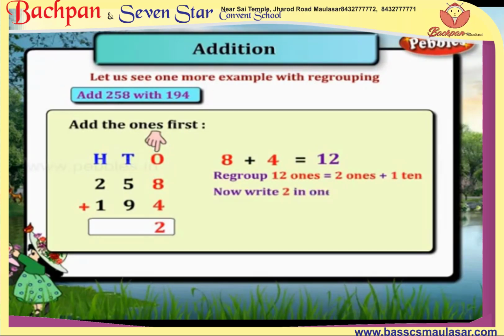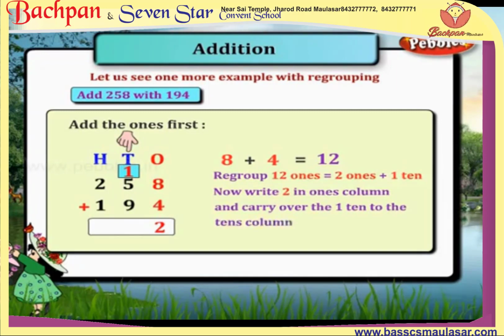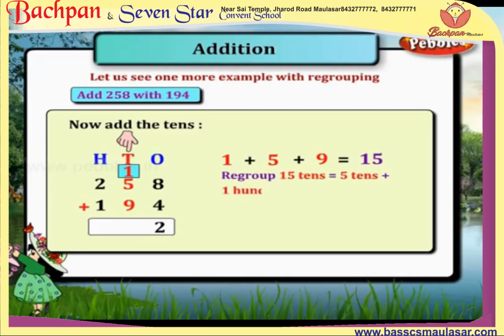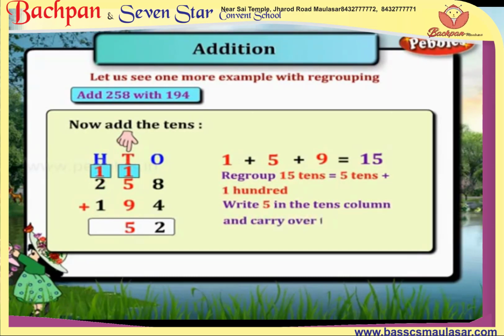Now write 2 in the ones column and carry over the 1 ten to the tens column. Now add the tens. 1 plus 5 plus 9 is equal to 15. Now regroup 15 tens to 5 tens and 100. Write 5 in the tens column and carry over the 100 to the hundreds column.